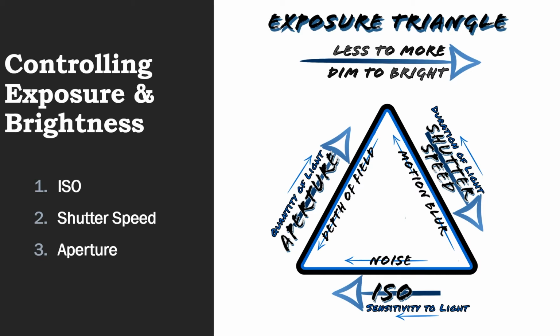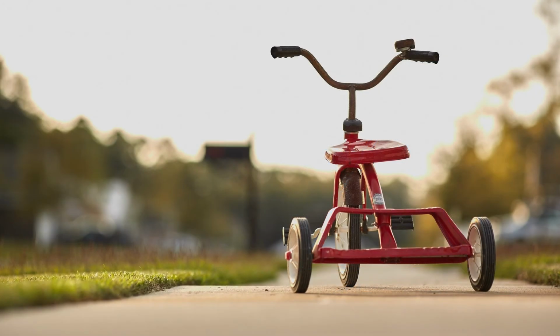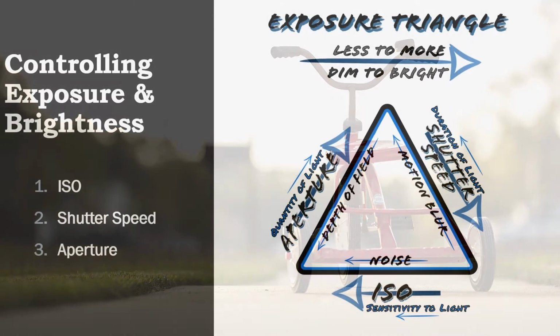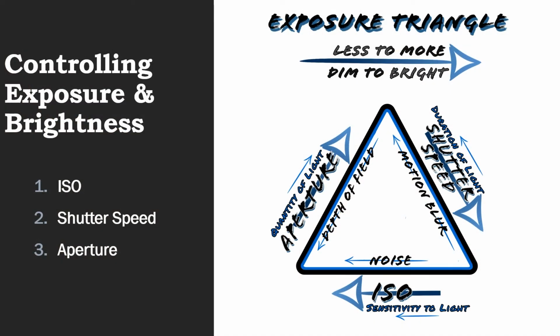And here's a little mini word root lesson. The word tri means 3, right? A triangle has 3 sides to it, just like a tricycle has 3 wheels. And so there are 3 main characteristics of the exposure triangle. You have ISO, shutter speed, and aperture.